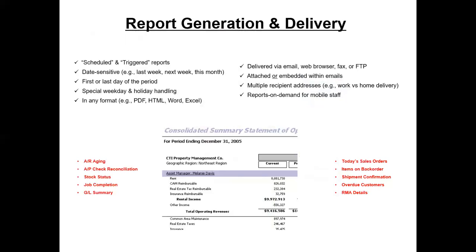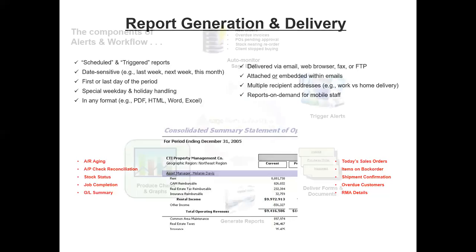For example, you could say to alerts and workflow, if and when any of my clients get to a collections condition of more than $5,000 over 90 days past due, then and only then do I want to generate an AR aging report for that particular client and automatically deliver that report to that client's sales rep. That's an example of a triggered report.